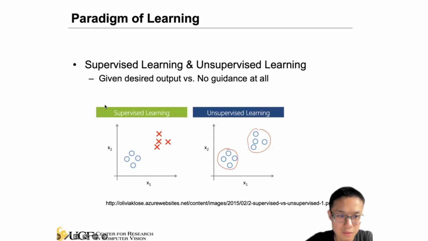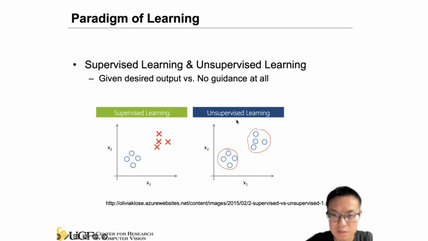If you look at the figure on the left, this green box shows supervised learning. This is a very simple example of binary classification. We have two classes, one indicated by the blue circle, and the other indicated by the red cross. The circle and the cross indicate the label information, so we can use this label information to train the classification network in a supervised manner.